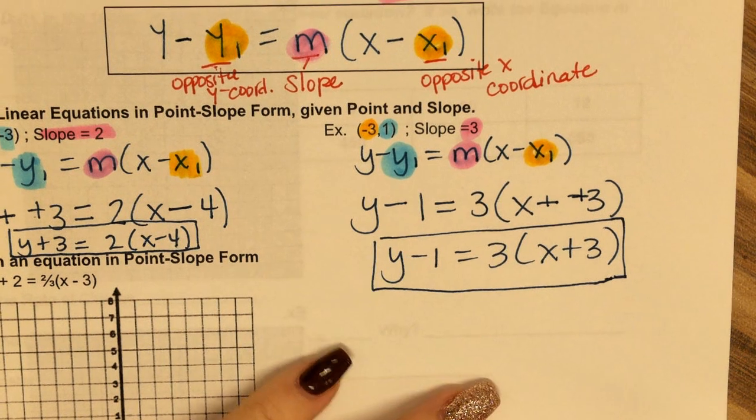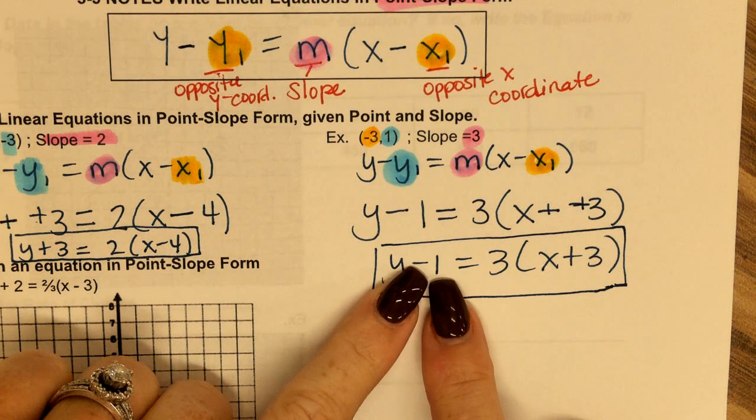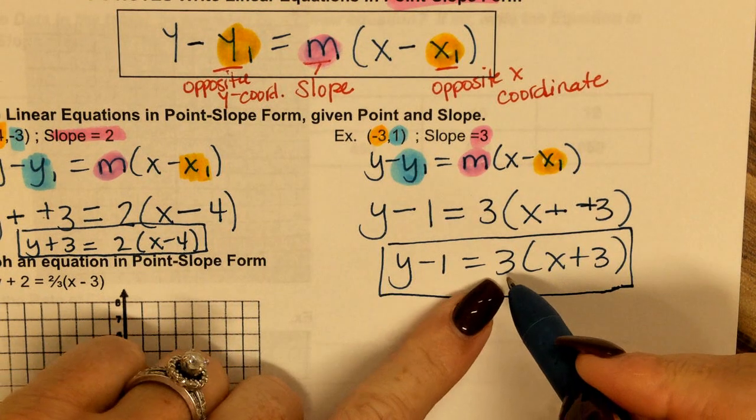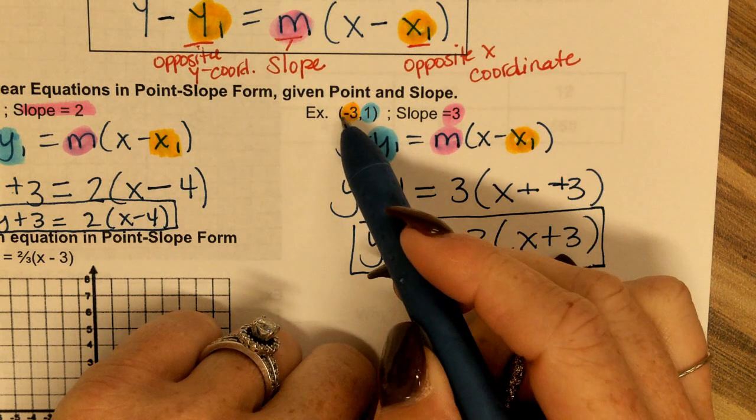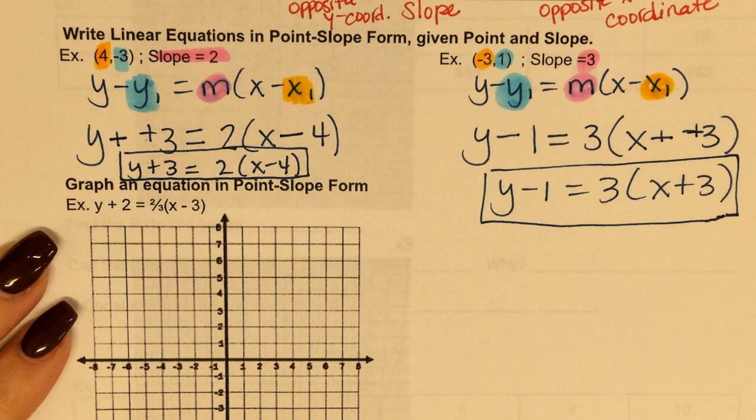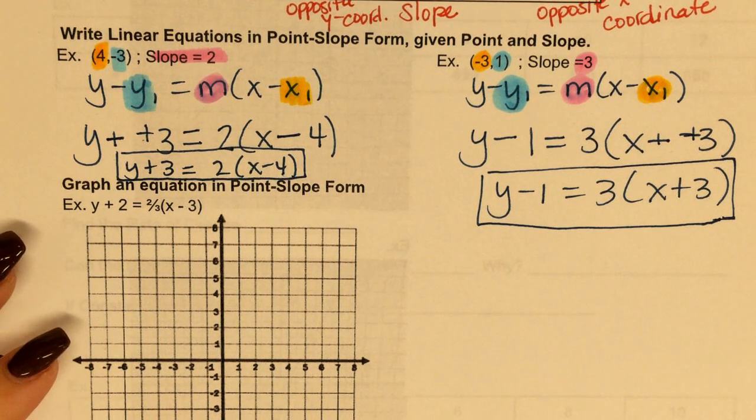All right, and then last, before you move on, check your pieces. Is the y the opposite of negative 1? Yes. Is the slope 3? Is the x the opposite of positive 3? Yes. Okay. Now we are going to go graph an equation given an equation in point slope form.